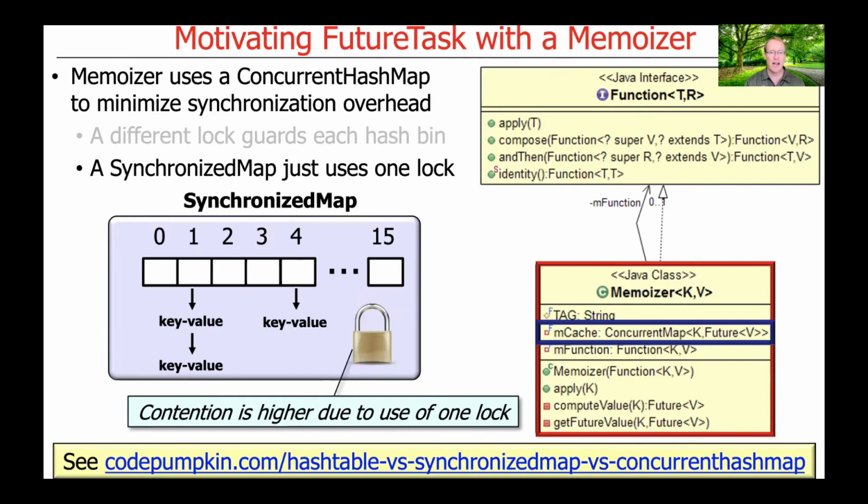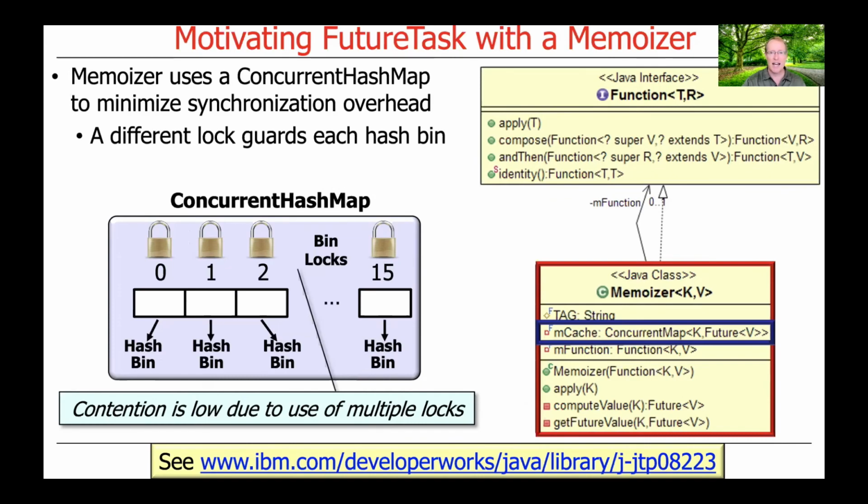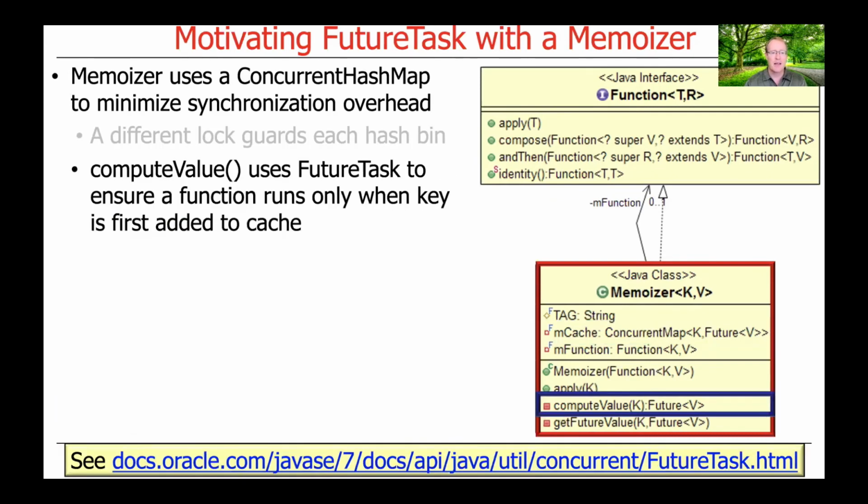In contrast, if we had a synchronized map, we'd end up with a single synchronizer, just good old synchronized statements. Therefore, there's going to be a heck of a lot more contention because everybody has to go through that one synchronizer, as opposed to spreading it out by using a different synchronizer for each bin in the map.